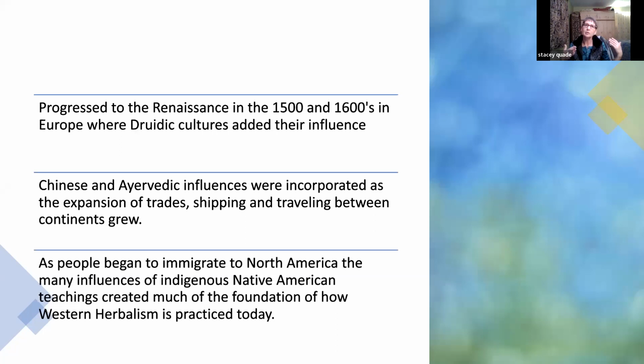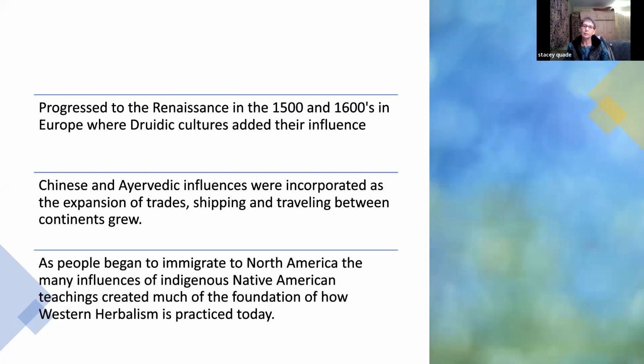As trade was developing and travel was becoming more widespread between the continents, we see the influences from China and from Eastern India. Things that we use that are spices and Chinese herbs were starting to come through Europe, and people were mixing them into their apothecaries and learning how to use them.